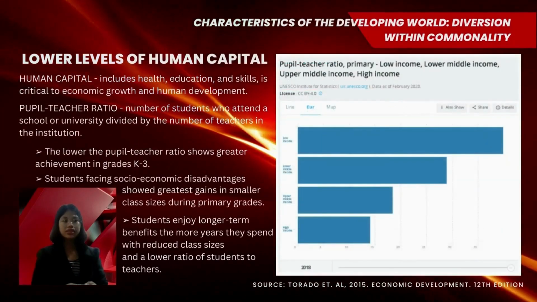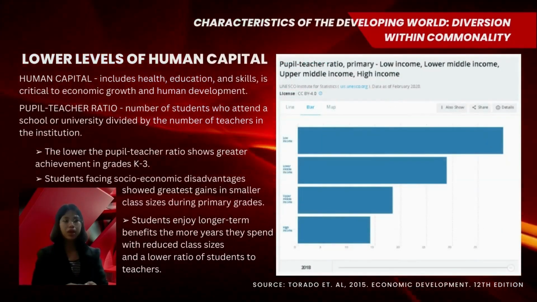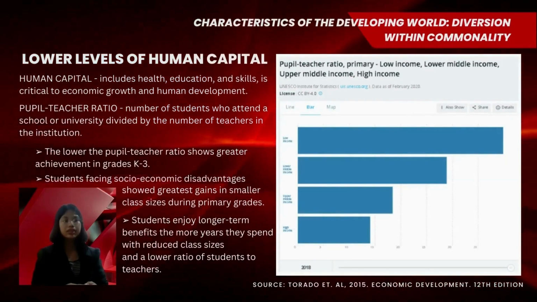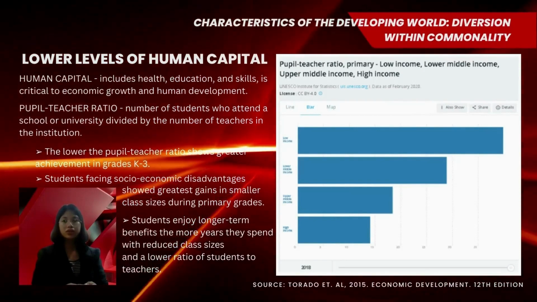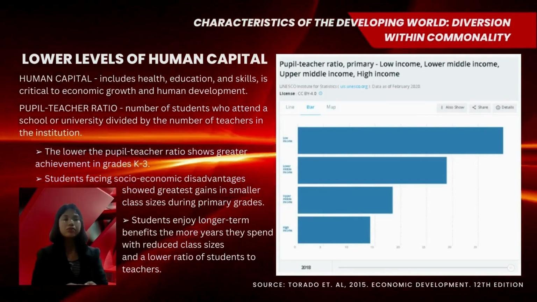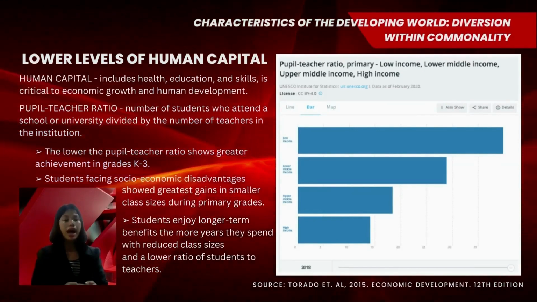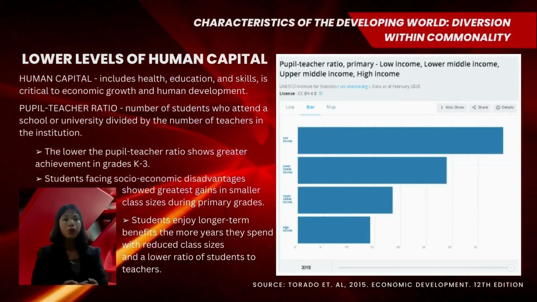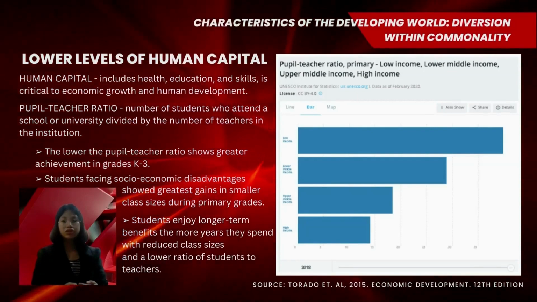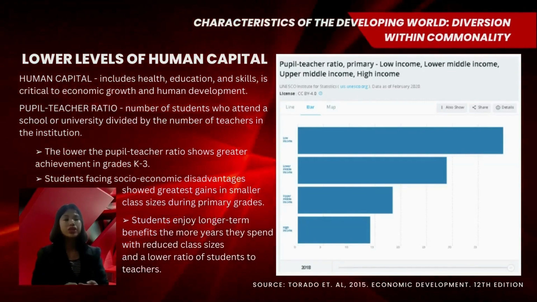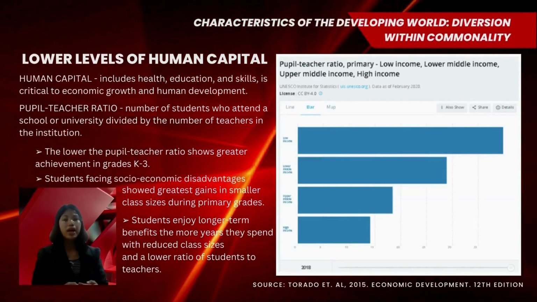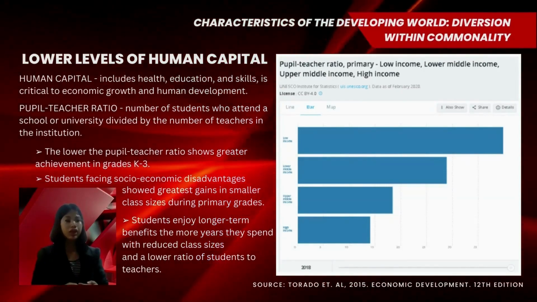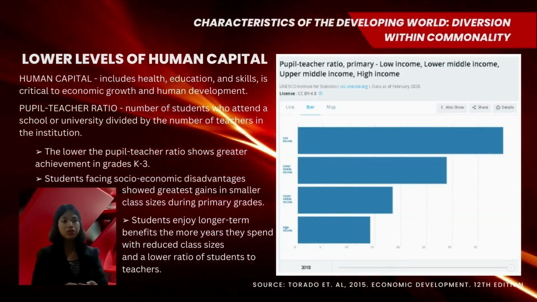Second characteristic is lower levels of human capital. Human capital, which includes health, education, and skills, is critical to economic growth and human development. In terms of health and education, high-performing developing countries are much closer to the developed world than low-income countries. Pupil-teacher ratio, or student-faculty ratio, is the number of students who attend a school or university divided by the number of teachers in the institution.